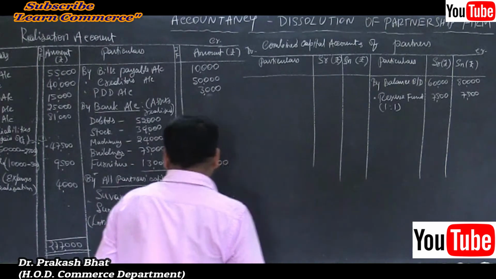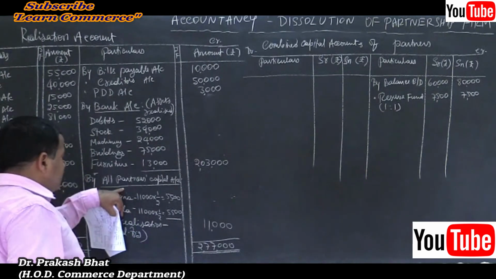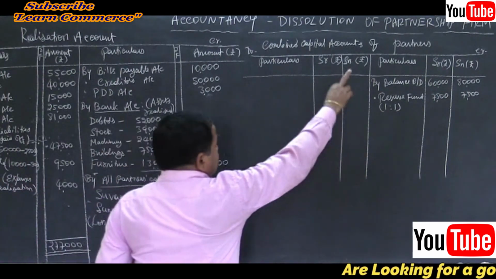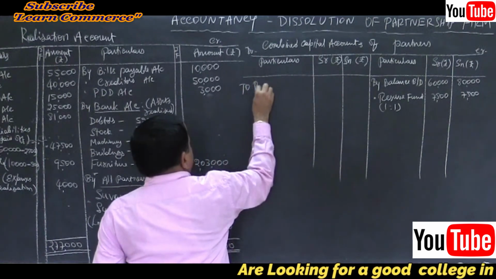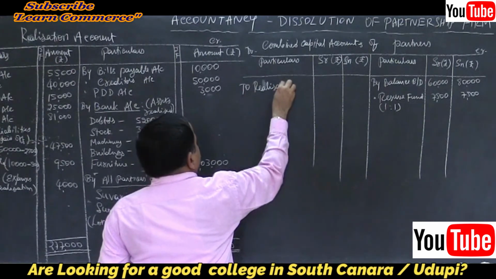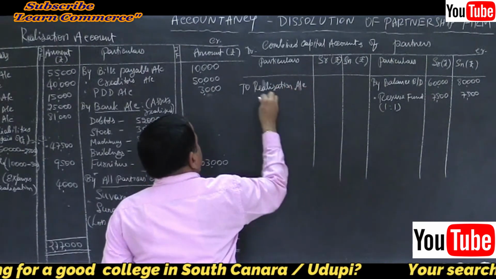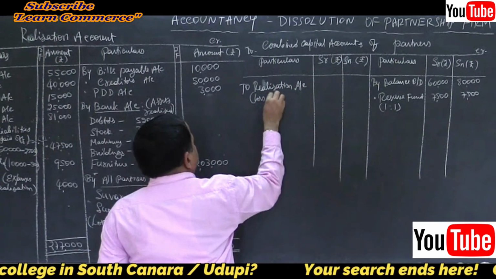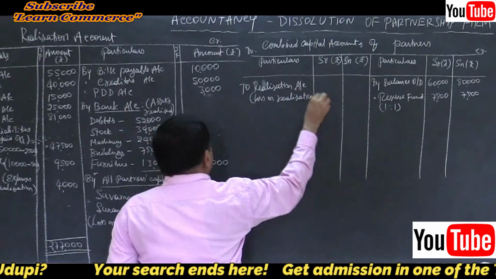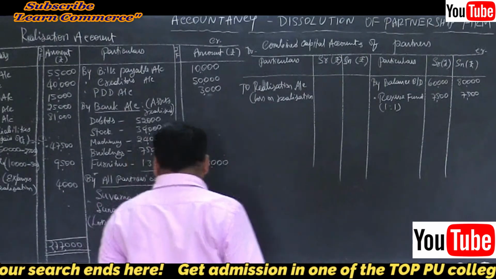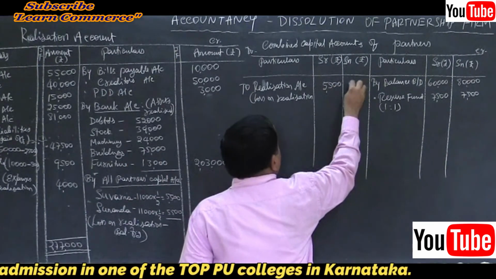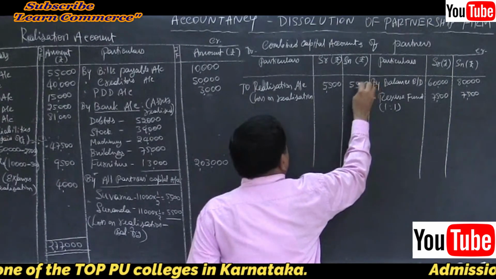That's all. There is a loss. All partners capital accounts to realization account, loss on realization. Refer your realization account. On the credit side there is a loss of 5,500, isn't it?